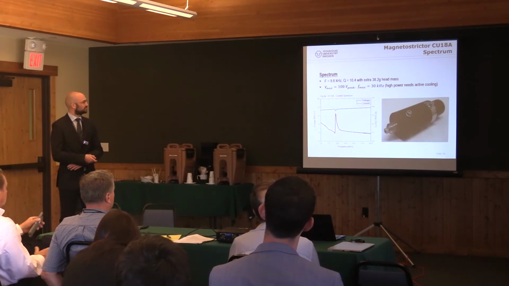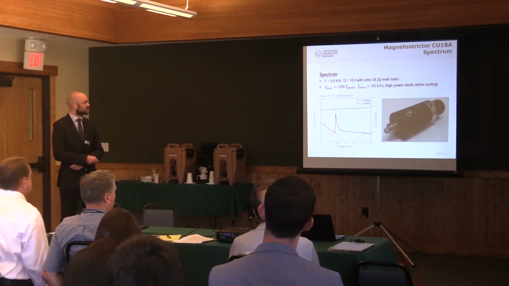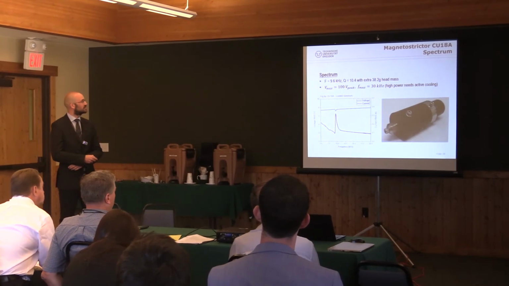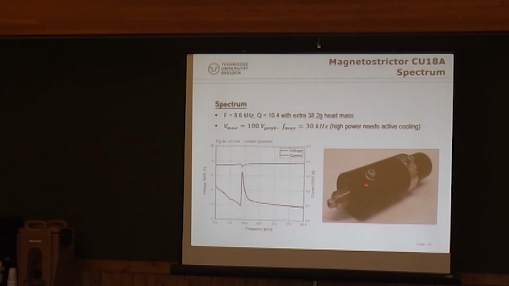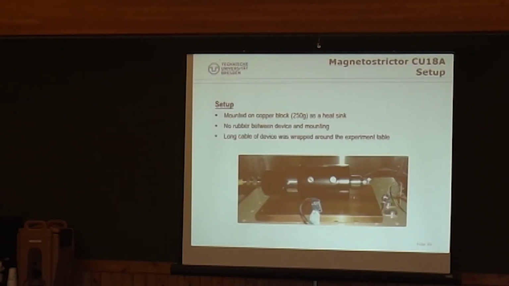So, the magnetostrictor, this is a real picture, and again the spectrum, where the frequency is around 9.6 kilohertz, has a very low Q factor, and this mass. And like I said before, the maximum voltage you can apply to the thruster is only 100 volts. So we kept a little bit below this, so we don't overheat it. And also the frequency is limited to 30 kilohertz, like Maxime already said. So this is basically the setup. Also, we put it on the copper plate to remove potential thermal effects, and have again our temperature measurement set up. And this thing also has no rubber between anything, so it's pure bolted.